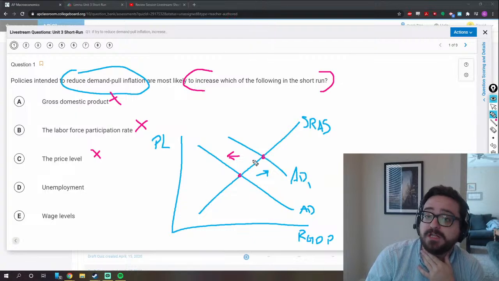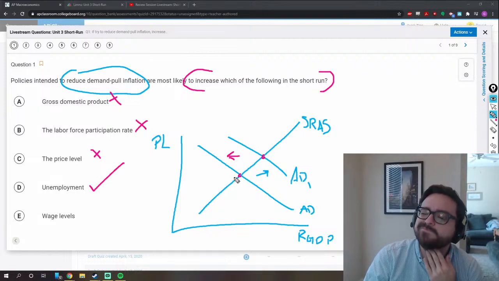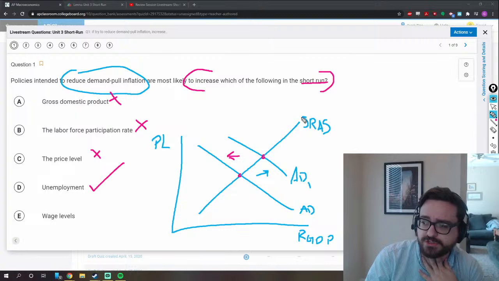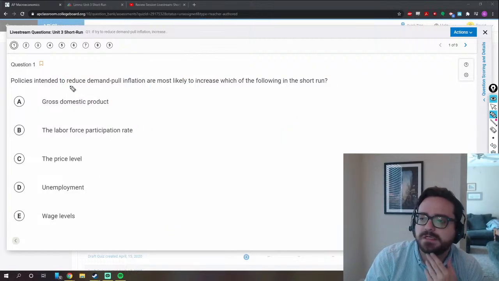Unemployment rate. GDP is going down. Businesses are making less money. They couldn't afford as many workers then. That does work. Wage levels. This does not tell me they'll be paying their workers more. One, because in the short run, wages don't tend to change. But also, if price level went down, I wouldn't be paying my workers more. I'd probably be paying them less. If everything's cheaper, so should my workers be. So that's not too crazy. So that one, D.